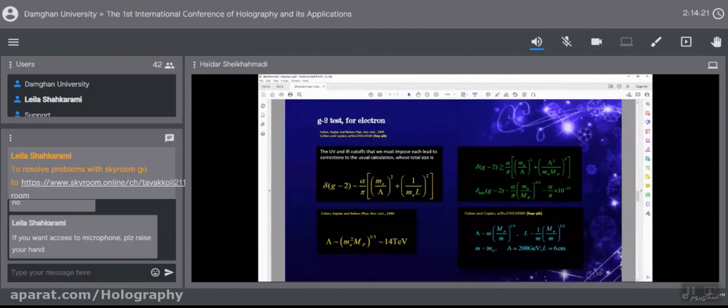Whose total size is dG-2. This is the total size of the corrections to the G-2 anomaly. And whereas lambda is of the order of 14 TeV, one can obtain a relationship for the size of these corrections. For example, for the electron, lambda and L can be obtained from these constraints.